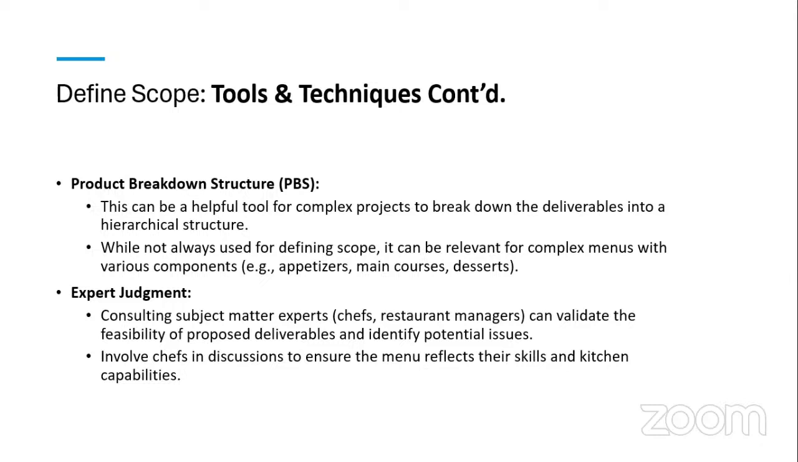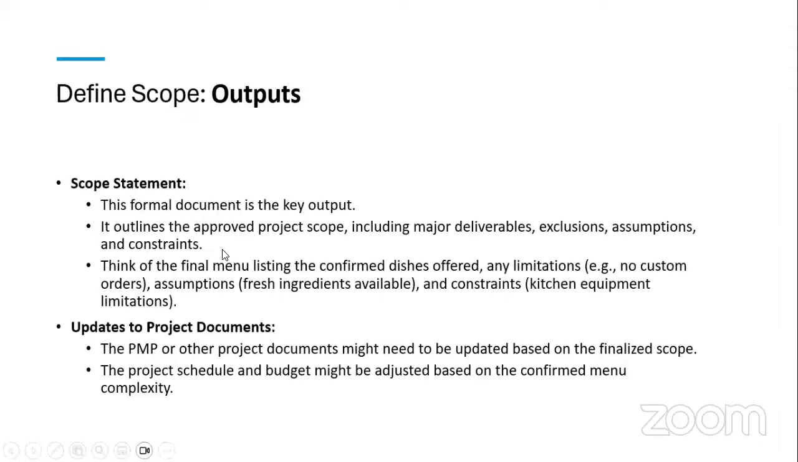Okay. Then you have your expert judgment coming in also in this particular tool and technique in defining the scope. You need the expert to guide you, to give you advice on how your project definition should go. Then on the output, we expect the scope statement, a concise statement of what the project is targeted at achieving. It outlines the approved project scope, including major deliverables, inclusions, assumptions, and constraints.